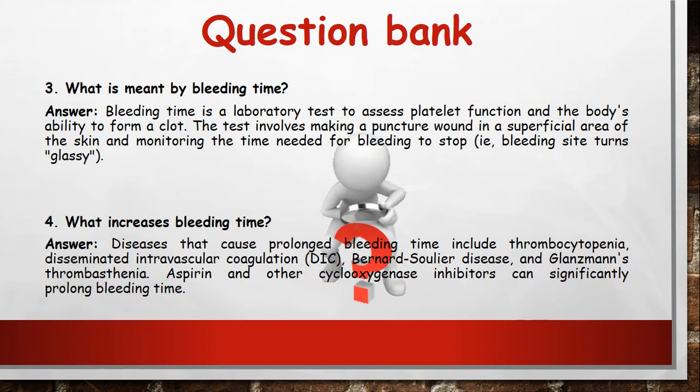Fourth question, what increases bleeding time? Answer is, diseases that cause the prolonged bleeding time include thrombocytopenia, disseminated intravascular coagulation or the DIC, Bernard-Soulier disease, Glanzmann thrombasthenia, and the aspirin and other cyclooxygenase inhibitors can significantly prolong the bleeding time.